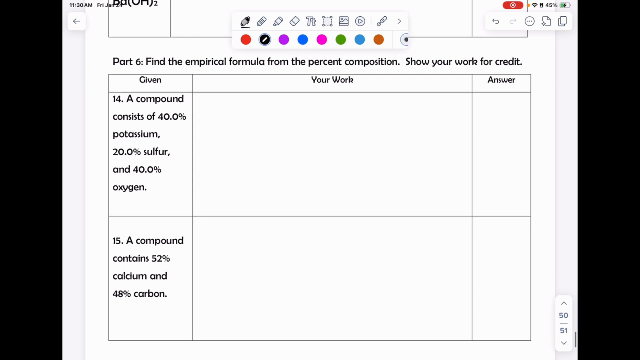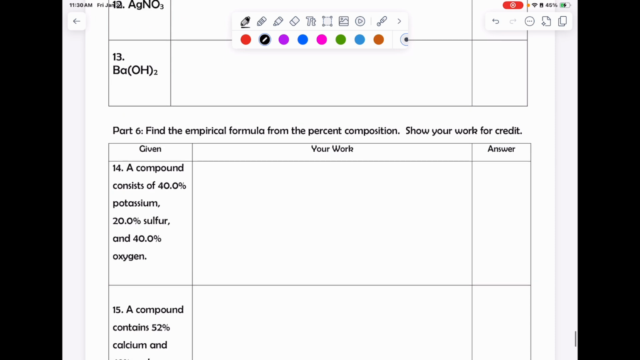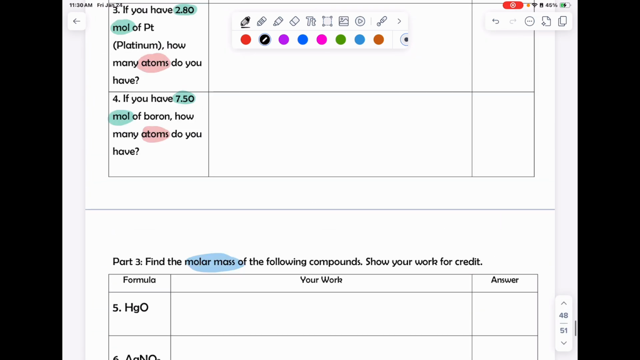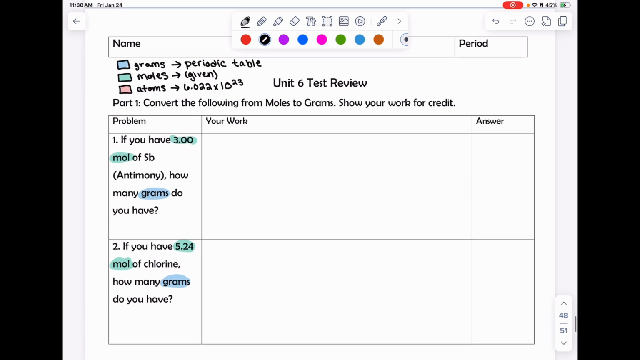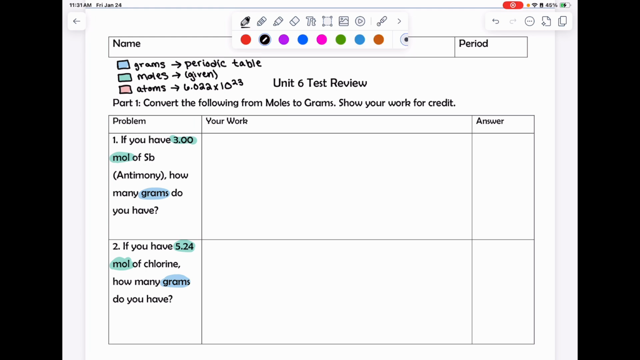And then part 6, find the formula from the percent composition. So we're going to use everything from part 5 down here on part 6. This gives you some of the percentages, but I'll wait till the end to go over part 6. For right now, let's just focus on the first couple of problems. So everything that we highlighted here is going to go with our key. Starting on number 1. By the way, all of these, we're going to be setting up tables.